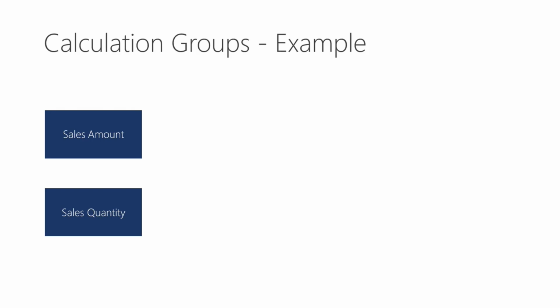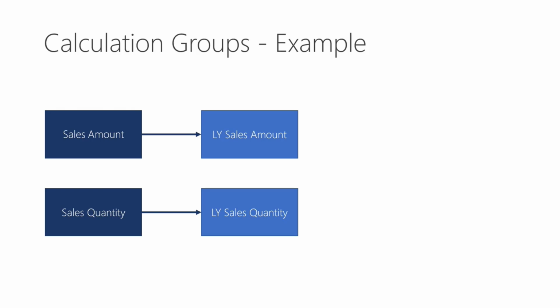So what we would do in such a situation, and what we usually do in such a requirement before calculation groups came into play, is we built two separate measures to cater to this requirement. We would have a separate measure called last year sales amount, which would typically refer to the base measure sales amount to provide the last year sales amount level analytics.